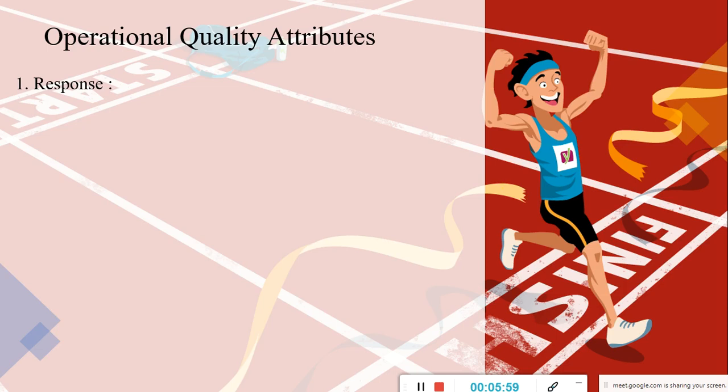Now the first topic of operational quality attributes: response. What do you mean by response? The figure itself indicates how fast, how quick your embedded system is. Response is a measure of the quickness of the system. More importantly, it gives an idea about how fast your system is tracking the changes in the input variable.